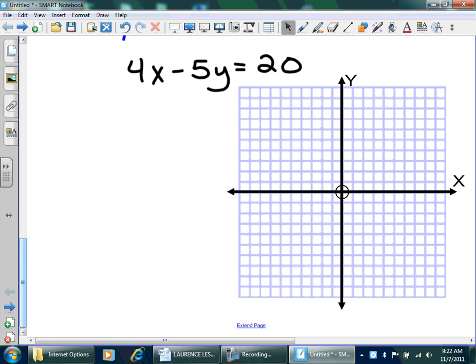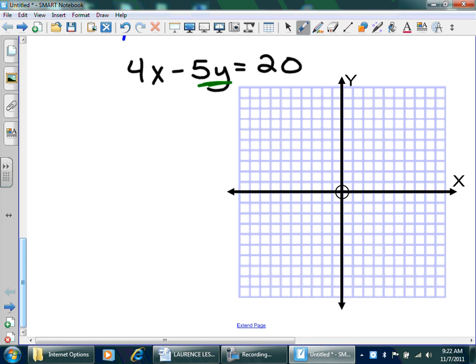And then I will lock that in place. All right. Well, I need to find the x-intercept and the y-intercept. Now notice I am not in slope y-intercept form. How do I know? Because my y is not alone. I could take the trouble to get y alone, subtract 4x from each side, and then divide through by 5.